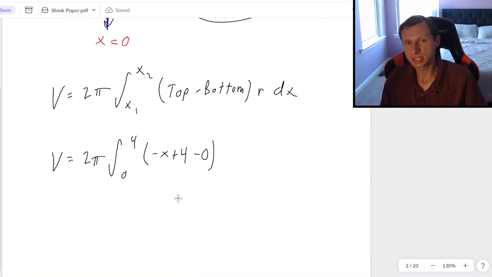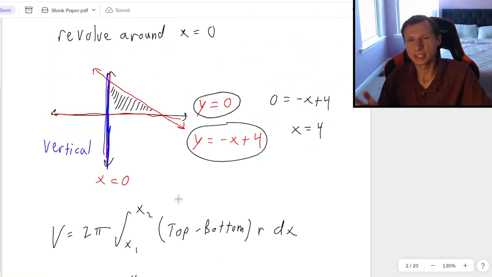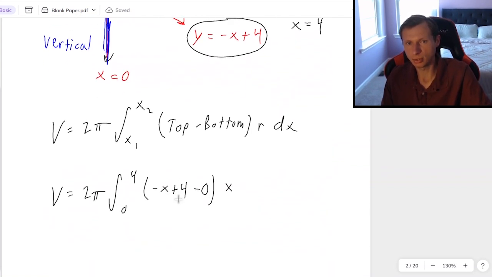And then for radius, r, remember my rule. My rule is, where is my axis of rotation? Is it on the left or the right? In this case, look at the blue line. It's definitely on the left side of my area. And whenever you're on the left side, then the radius is always going to be x minus that number. In this case, the number's just 0 because it's revolved around x equals 0. So in other words, the radius is literally just x. And that's what I'll put right there.